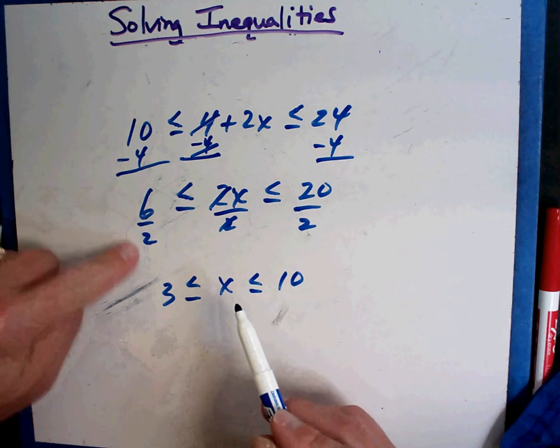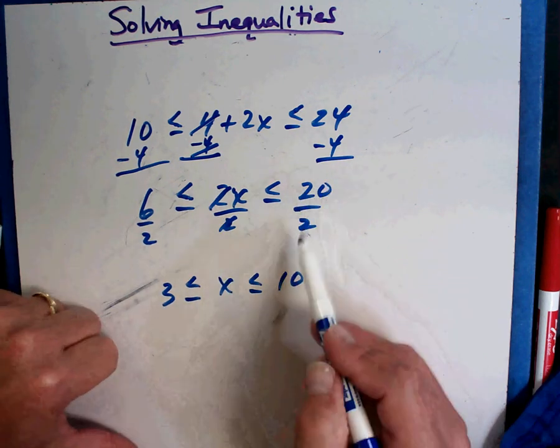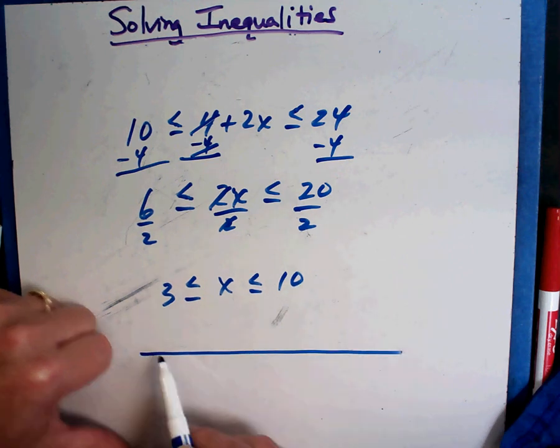So 6 divided by 2 is 3. The 2's disappear. 10 divided by 2, 20 divided by 2 is 10. So when I make my number line, what I'm basically going to have is 3 and 10.